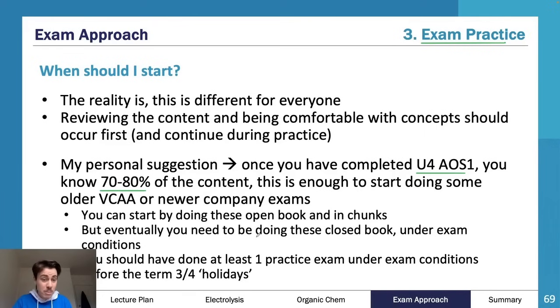2017, 18 probably to 2024 papers, do not touch them, the VCAA ones. Do not touch them until after the term 4 holidays. They mustn't be touched until after the term 4 holidays, unless your school wants you to do a specific one. That's okay. Do not touch them until after the term 4 holidays, please.